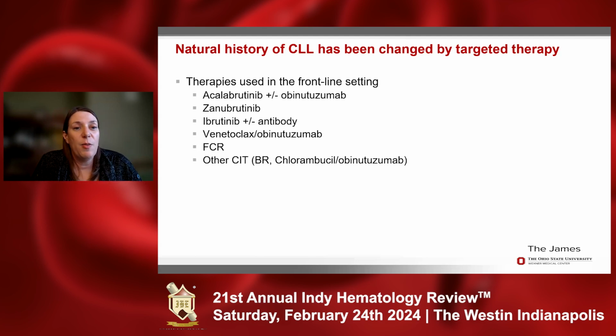I listed a few of the therapies that can be used in the frontline setting. And the ones that predominate right now and should predominate are two inhibitors of proteins called Bruton's tyrosine kinase, or BTK, acalabrutinib and zanubrutinib. And acalabrutinib can be given with or without an antibody called obinutuzumab. And then a combination called venetoclax plus obinutuzumab. We'll talk about this a little bit more.